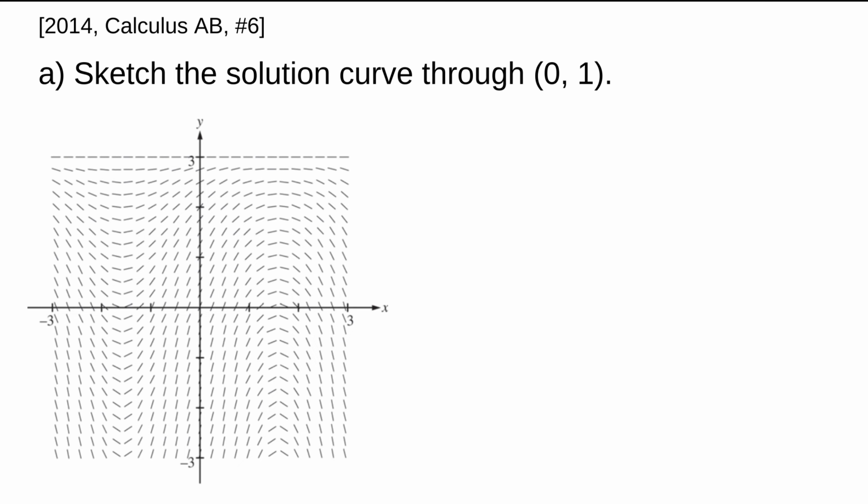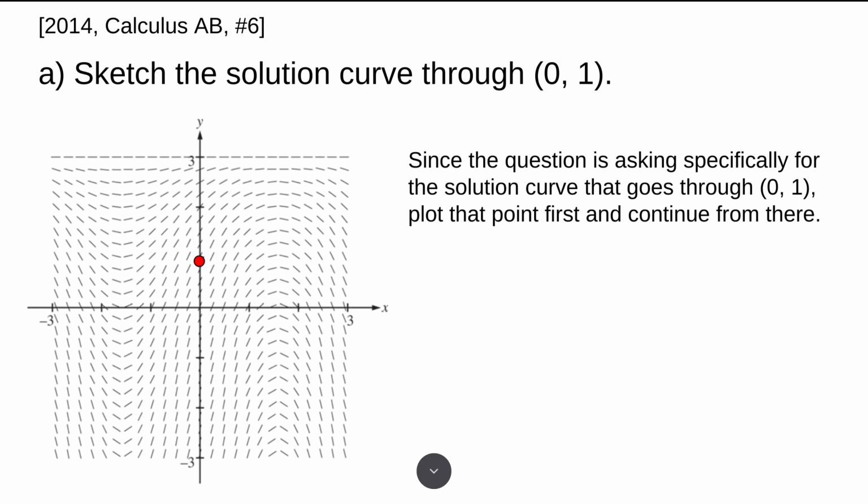In part A of the question, we are asked specifically to sketch the solution curve through the point 0, 1, given the slope field provided. So the first thing you're going to want to do here is, since this solution curve is supposed to go through 0, 1, graph that point first. All right, that way you have that point on there, 0, 1. Once we have that point on there, we can follow the slope field to get an idea of what this curve should look like.